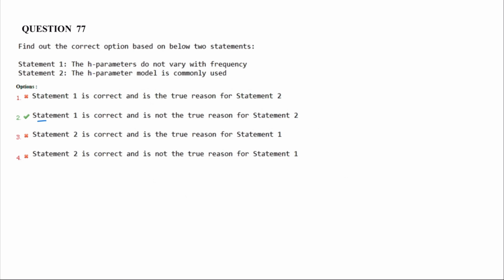Question number 77. Find out the correct option based on the below statements. H parameters do not vary with frequency. So statement is correct. This H parameter model is commonly used. So this is also correct, but is not a true reason for statement 1. So let us see why.